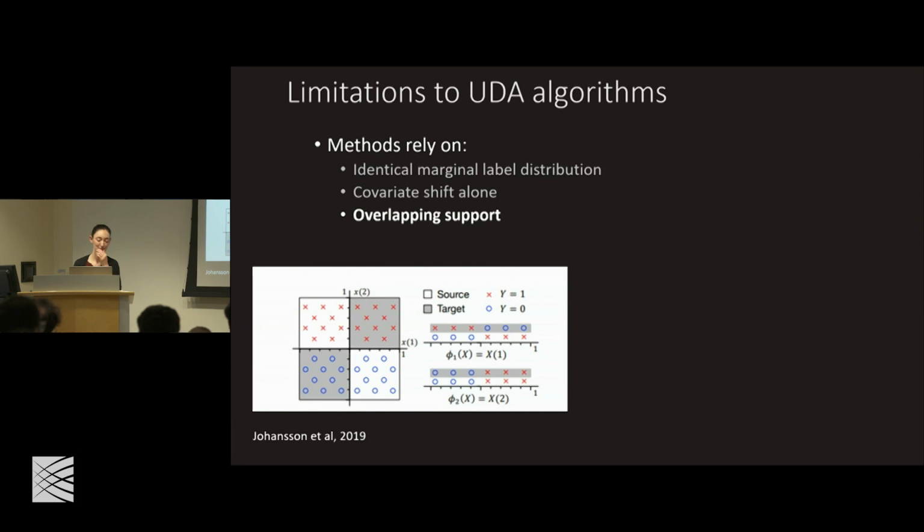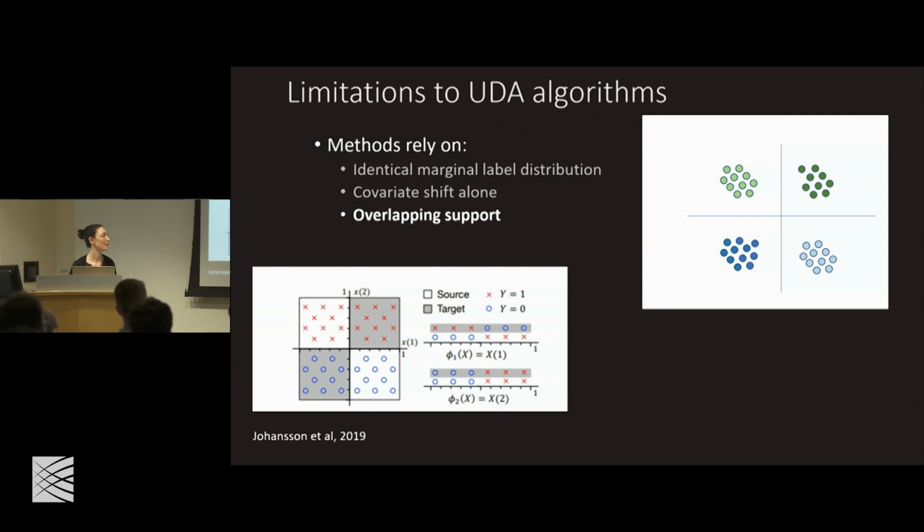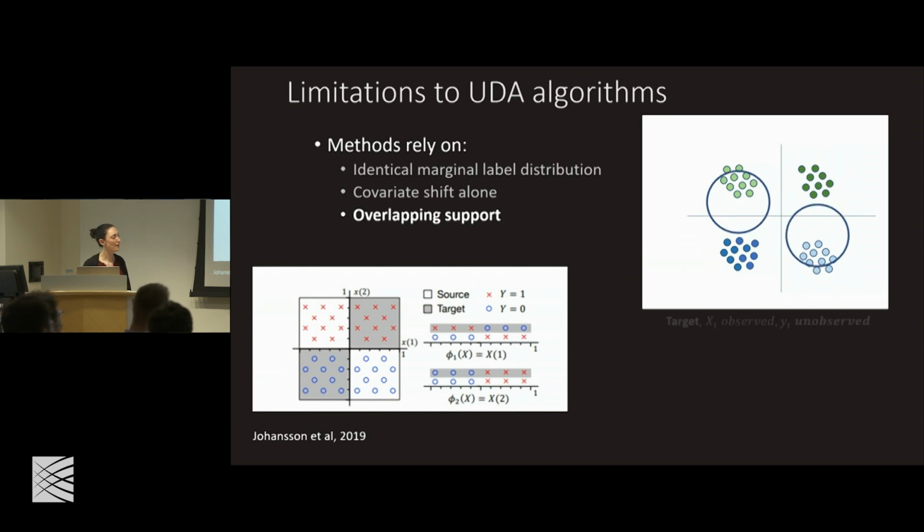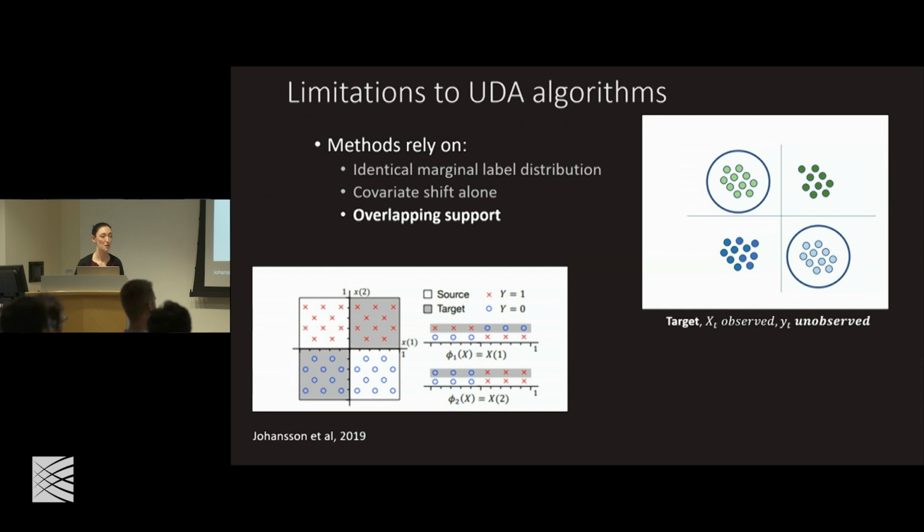And then the last one is overlapping support. I really love this. Johansson et al. have this figure in their paper, and I think it does a really nice job of showing how this can be a problem. But I'm going to recapitulate it here with the example I've been using throughout the talk. So here I've swapped the locations of all my source and target domains. Let's say the source is lying in those quadrants of the graph, and then the target is lying here, and remember, we don't have the labels for the target.